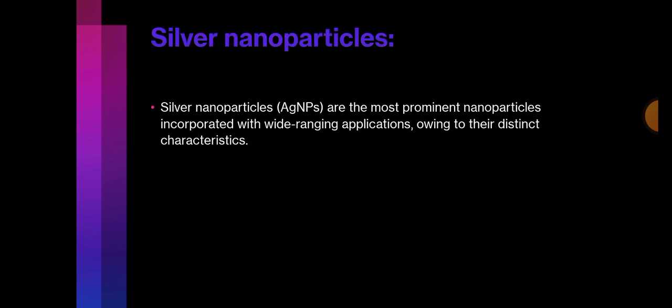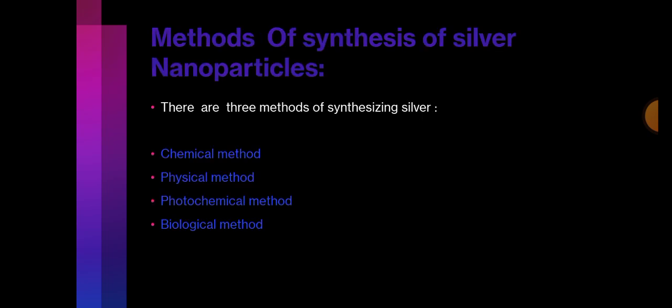Silver nanoparticles. Silver nanoparticles are the most prominent nanoparticles incorporated with wide-ranging applications owing to their distinct characteristics. Methods of synthesis of silver nanoparticles. There are three methods of synthesizing silver: chemical method, physical method, photochemical method, and last one, biological method.